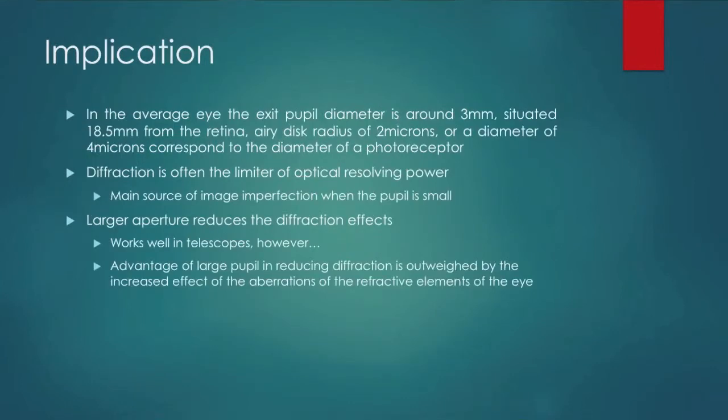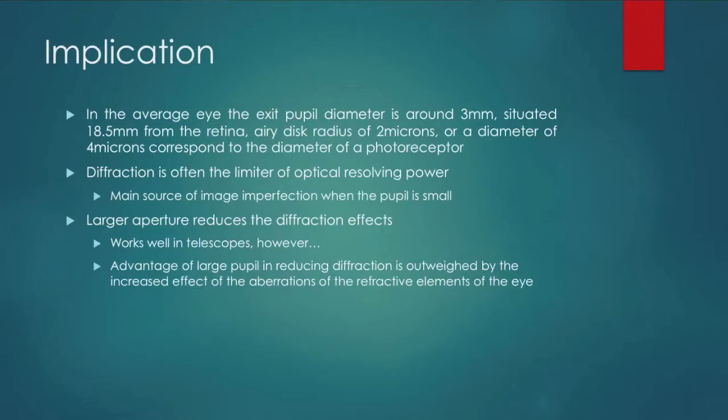And this is important because in the average human eye, the exit pupil diameter is around 3 millimeters, and we have a focal distance of around 18.5 millimeters from the retina. The Airy disk radius is around 2 microns, or a diameter of 4 microns, which corresponds to the diameter of a photoreceptor.